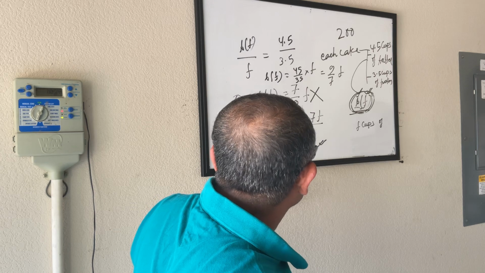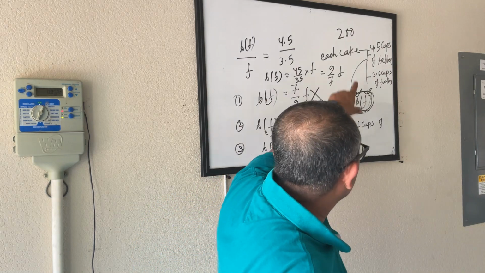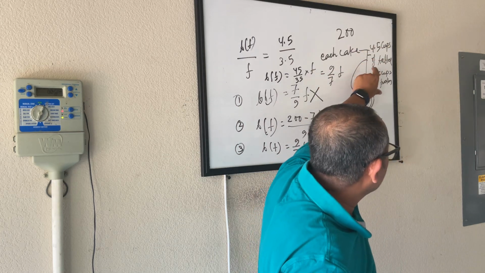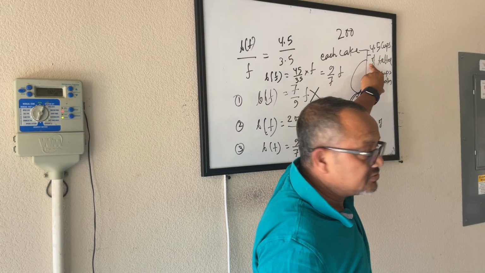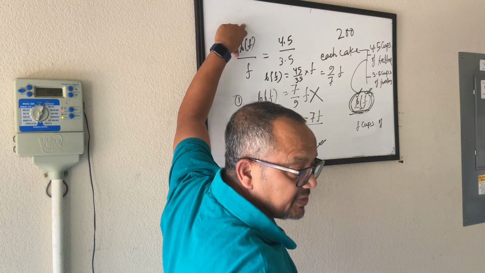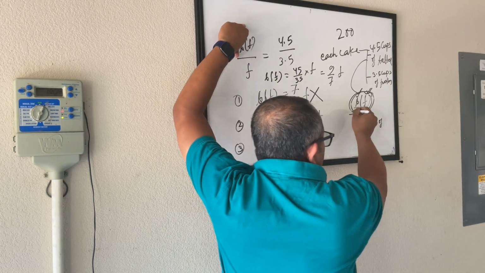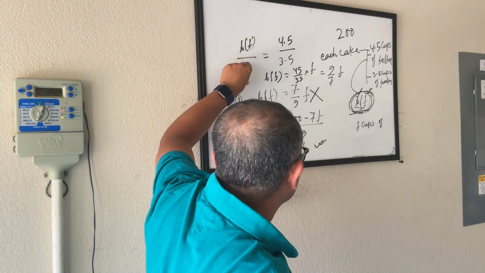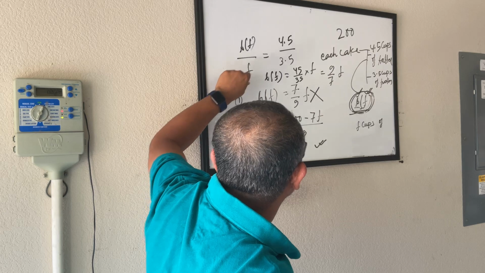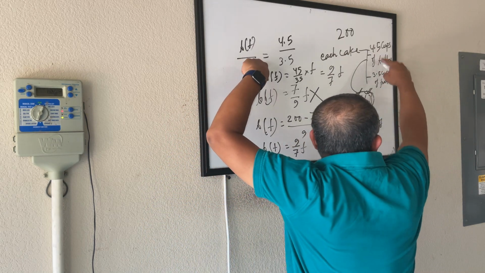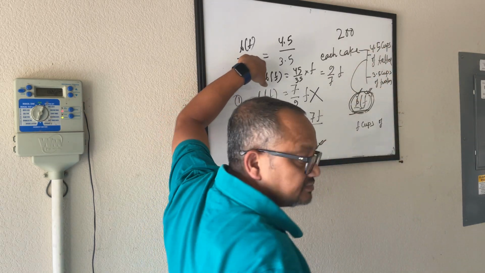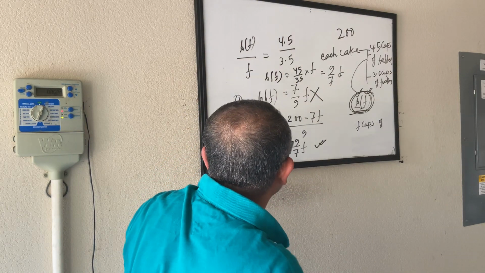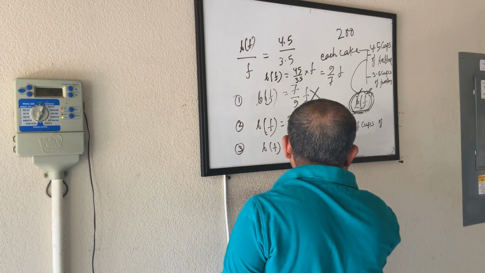Did I do anything fancy here? No. I just had a ratio between the two, the number of cups of batter and the number of cups of frosting. The number of cups of batter is represented as B of F as per the question, and F is the number of cups of frosting. If I take a ratio of these two, that is equal to 4.5 by 3.5 for each cake. That's my ratio. So if I look at that, I got this as an option.